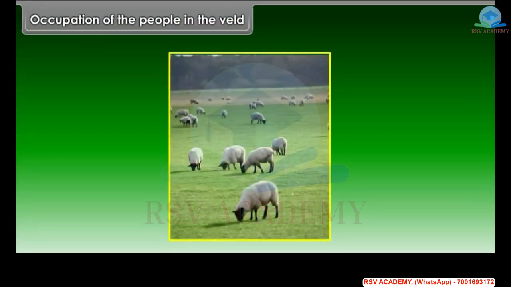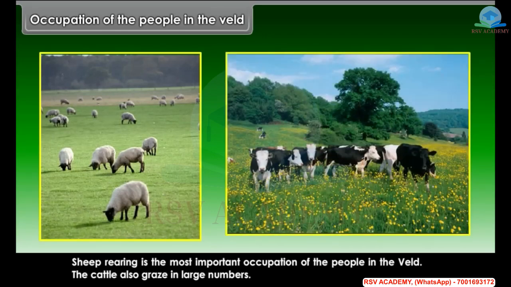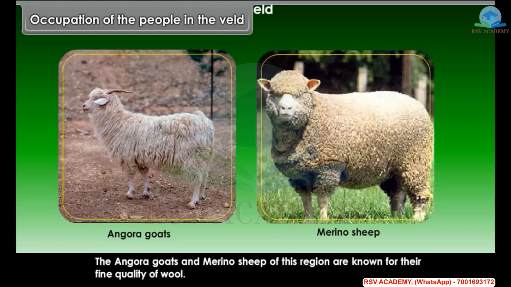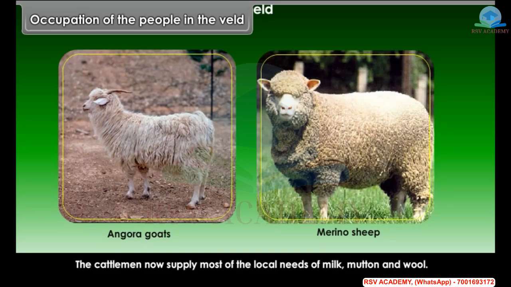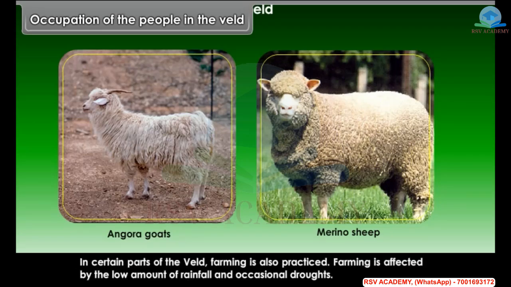Occupation of the people in the Veldt. Sheep rearing is the most important occupation of the people in the Veldt. The cattle also graze in large numbers. The Angora goats and merino sheep of this region are known for their fine quality of wool. The cattlemen now supply most of the local needs of milk, mutton and wool. In certain parts of the Veldt, farming is also practiced. Farming is affected by the low amount of rainfall and occasional droughts.